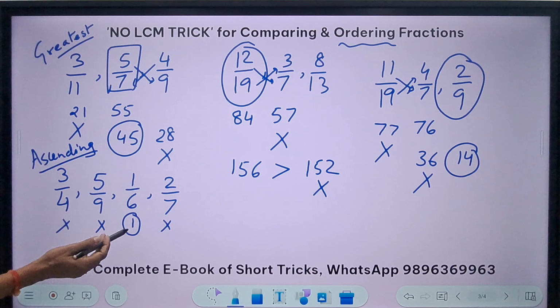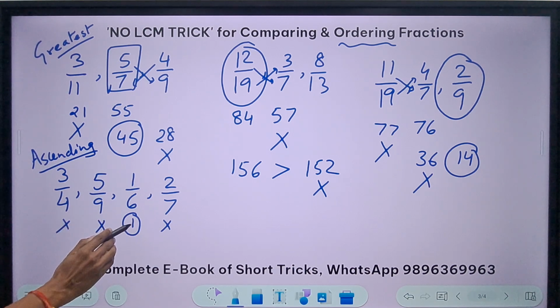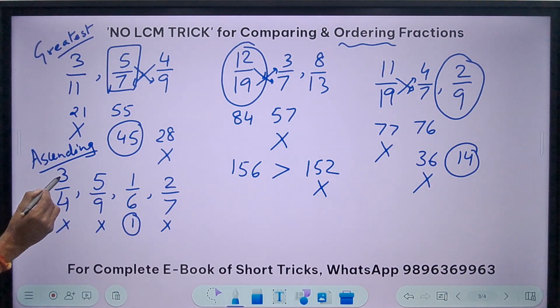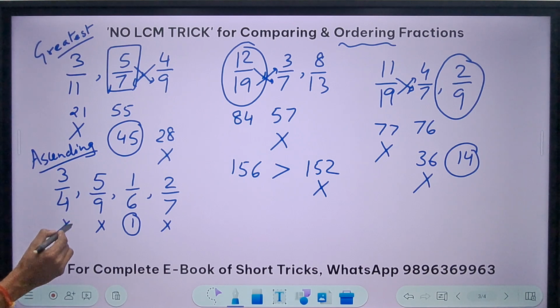So I have written 1 here. 1 means first in the order. Now do the same thing for the remaining, and I don't think it is going to consume time. See, 27, 20, greater eliminated.